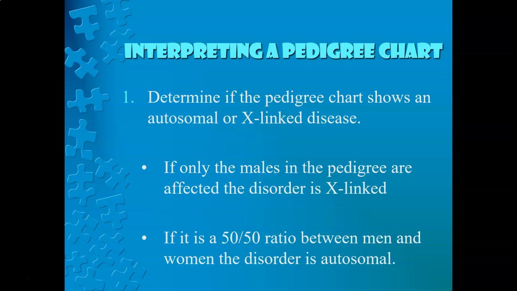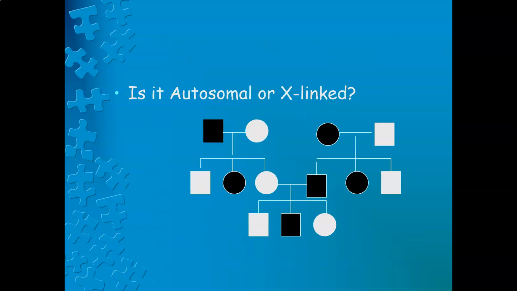first off, I want to know, is the characteristic that I'm dealing with autosomal or is it sex-linked? Is it X-linked? If I'm overwhelmingly seeing only males or the vast majority of individuals affected are male, then I'm probably dealing with an X-linked trait. If I'm getting closer to a 50-50 ratio between men and women who are showing the disorder in my pedigree, then it's more than likely an autosomal characteristic.